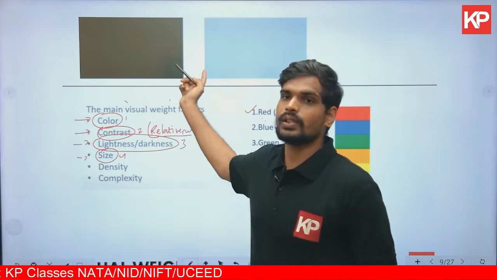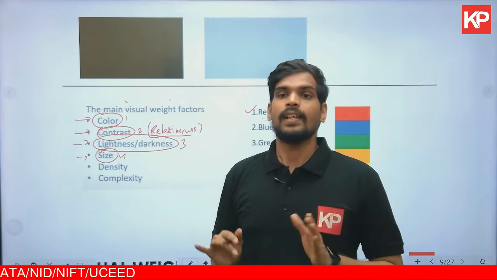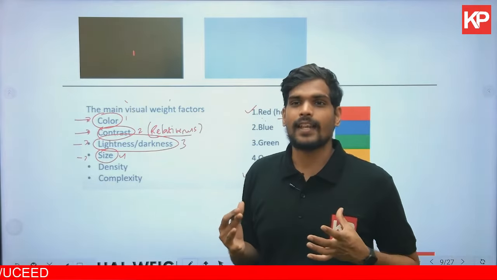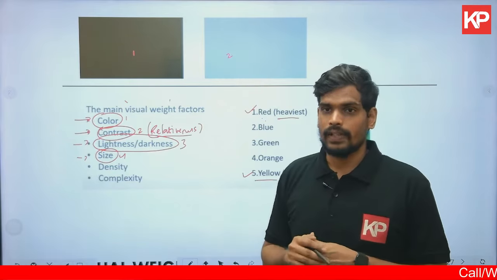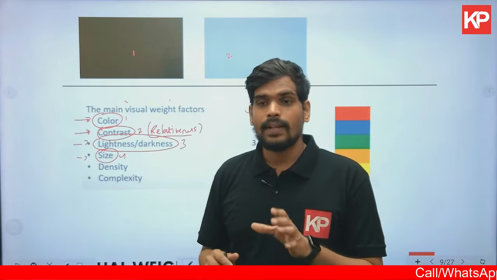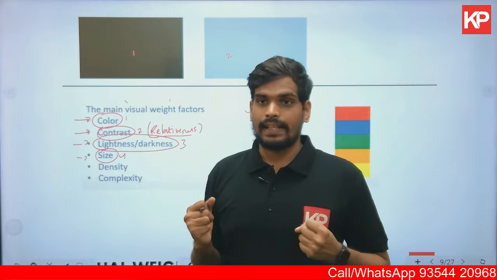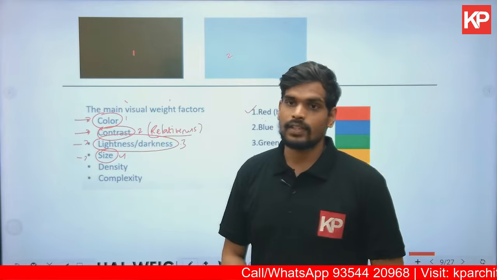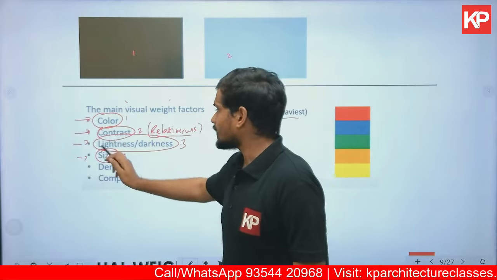If you look into these two rectangles, both are rectangles, same element, same size, but the first rectangle is more in weight. Why? Because it is darker. Because this is lighter, the second rectangle is having less visual weight. So the visual weight also depends on the lightness or darkness. If something is dark, its weight will increase. So lightness or darkness and also the contrast with respect to the background, both are important. So that's the third and fourth.